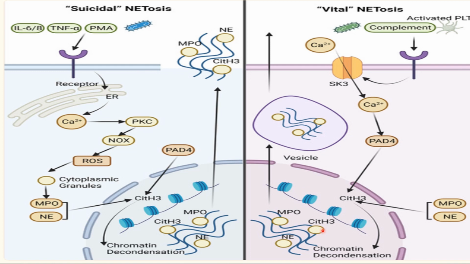Then this chromatin will go to the cytoplasm, but inside vesicles, not free like the first one, the suicidal one. So it will go inside vesicles, and then these vesicles will go outside the cell to complete the process of vital netosis.